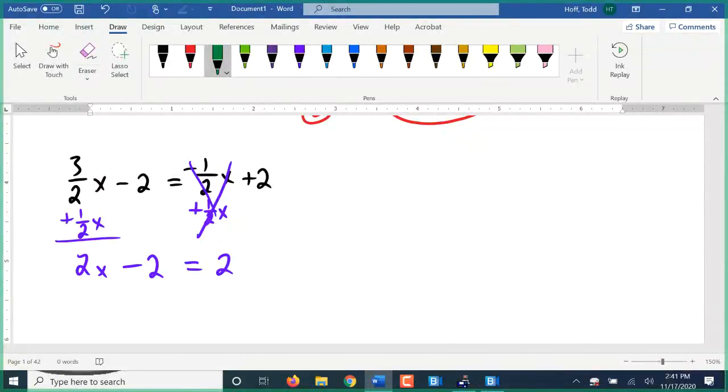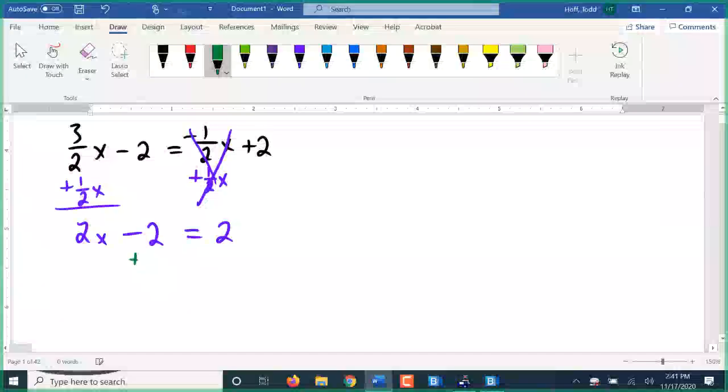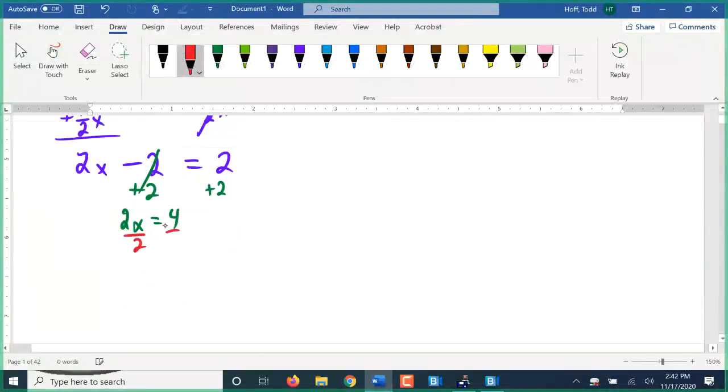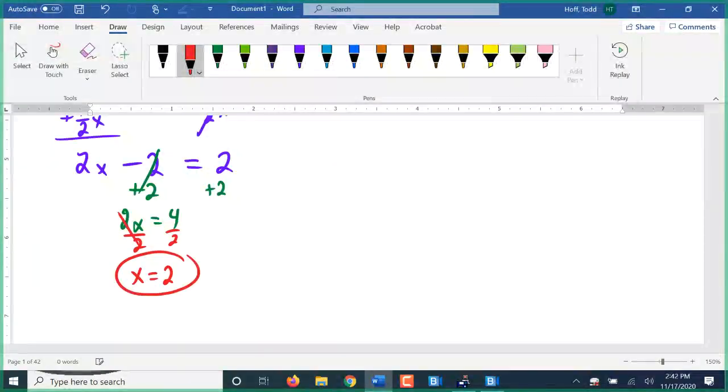Now we're in a form that we can just solve. Add 2 to both sides to get 2x equals 4. And we'll divide by 2. Get x equals 2. Now that's just half of our answer. We know that x equals 2. We would still need to find y.